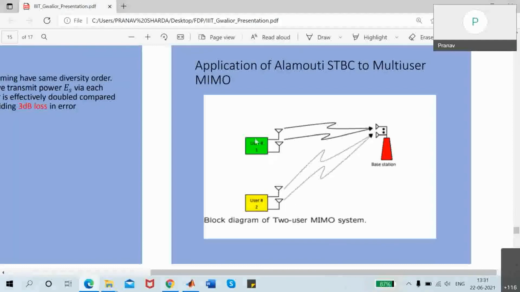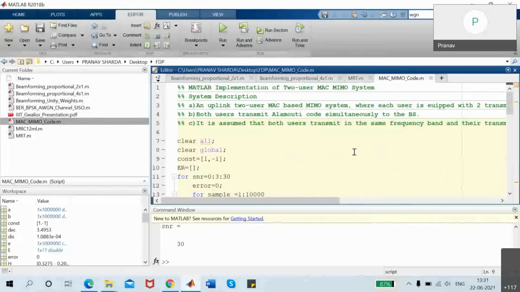So you can see that both the users have two transmit antennas, right? And at the destination side, we have basically a base station, right? So the base station employs M number of receive antennas. So we will take a specific value of M to illustrate the MATLAB implementation of this multi-user MIMO scenario, right? So let me shift to the MATLAB editor window. So we are focusing on the MATLAB implementation of the two-user MAC MIMO system.